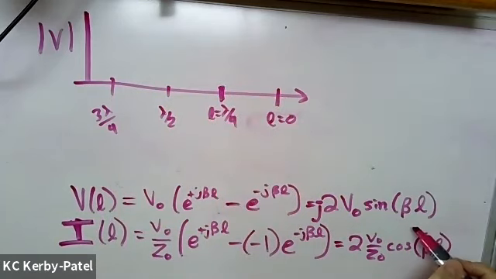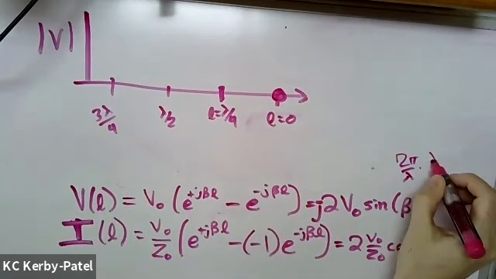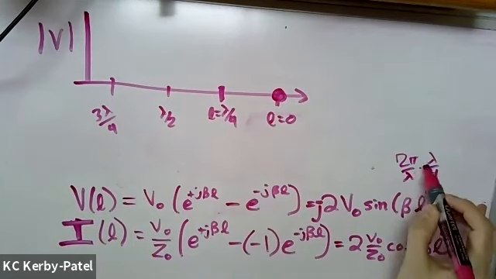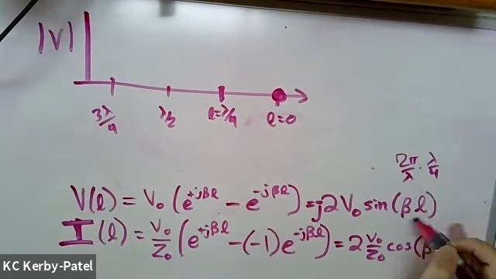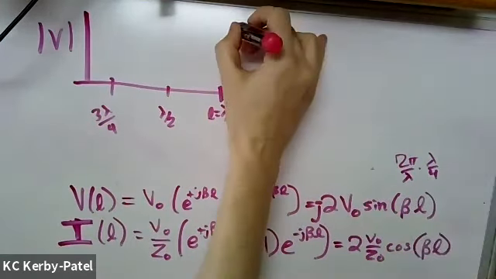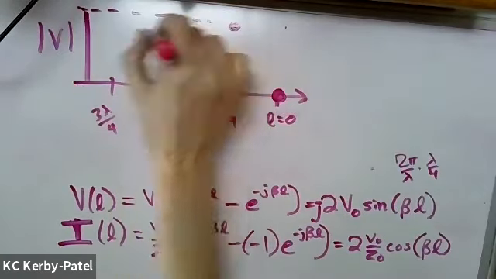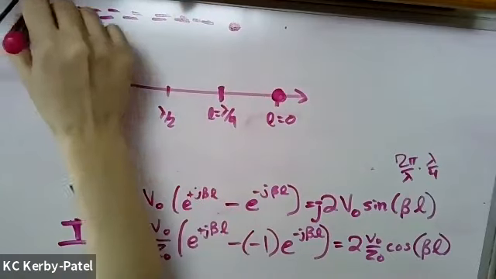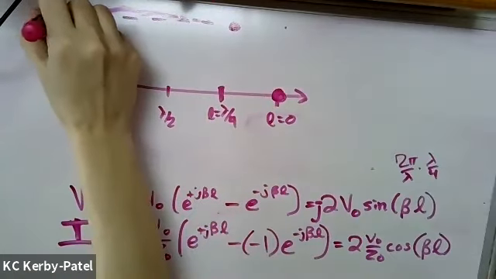Right? So sine of 0 gets me 0, so that's my 0 point. Sine of 2 pi over lambda times lambda over 4 gets me sine of pi over 2. Sine has a maximum at pi over 2, so I got a maximum value there. And that maximum value is 2v naught.